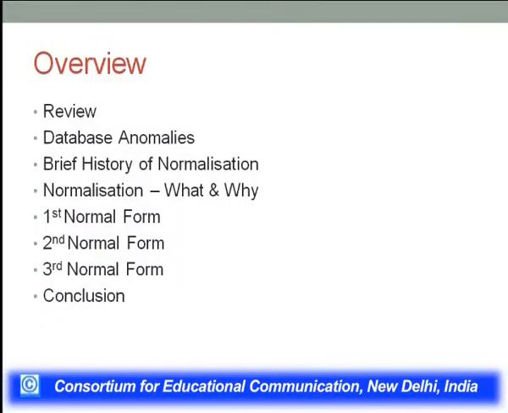Today we are going to talk about the normalization in databases. Basically we are going to discuss the database architecture. We are going to talk about database anomalies. Then we will discuss a brief history of normalization. Normalization, what it is and why is it needed, and we will try and discuss a few normal forms, first, second, third and also the fourth or the Boyce Codd normal form.